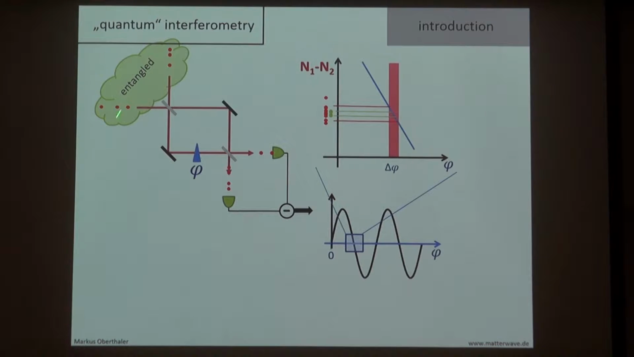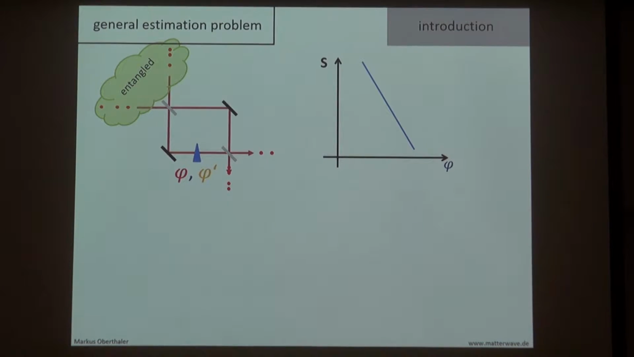You have to make correlation between the particles, and I'm going to explain that. But this is now, for quantum metrology, the simplest, the first approximation. More generally, metrology is about parameter estimation. So essentially, you have this device, you have two phases, phi and phi prime, and you want to know if you can distinguish phi from phi prime.